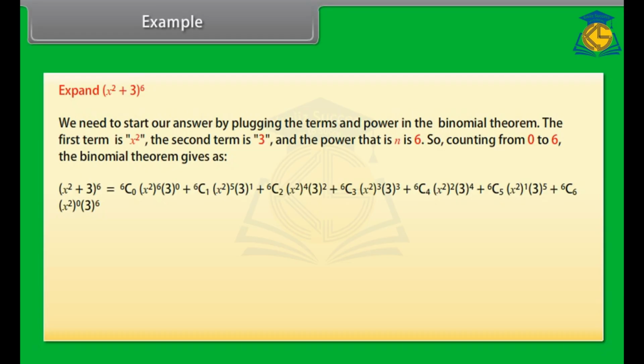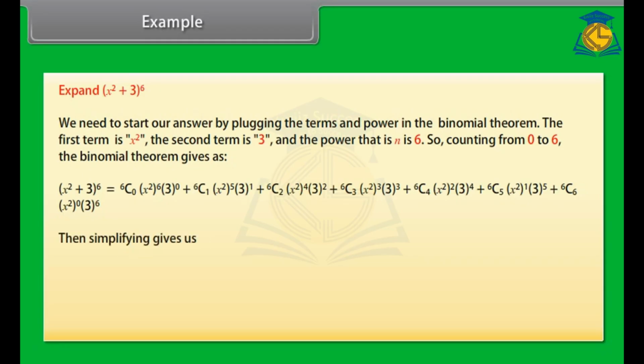6C2 into x square raised to power 4 into 3 raised to power 2 plus 6C3 into x square raised to power 3 into 3 raised to power 3 plus 6C4 into x square raised to power 2 into 3 raised to power 4 plus 6C5 into x square raised to power 1 into 3 raised to power 5 plus 6C6 into x square raised to power 0 into 3 raised to power 6.